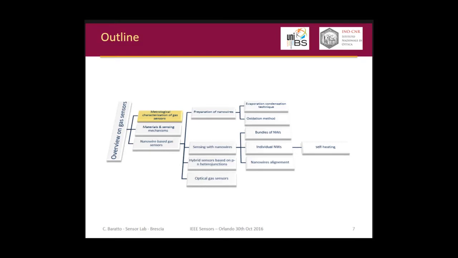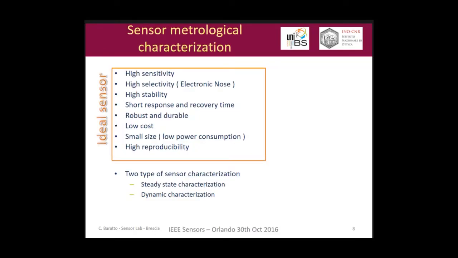Okay, so this is a very fast introduction. What does one want from the ideal sensor? High sensitivity, and high selectivity, which means that one can say you have this type of gas and not the other that is present at the same time. For this, someone wants to use the electronic nose. High stability, short response and recovery times in order to have very fast detection. The sensor should be robust, durable, low cost, and so on.